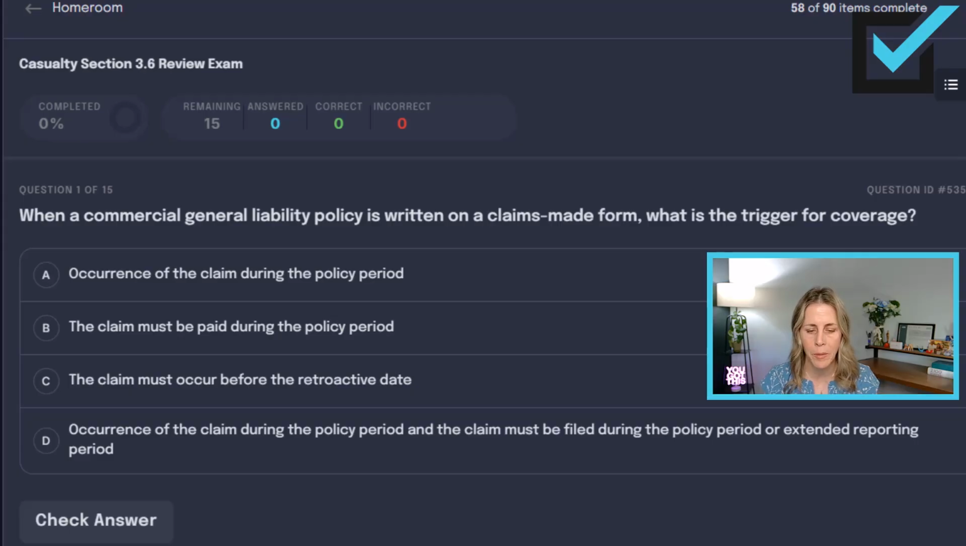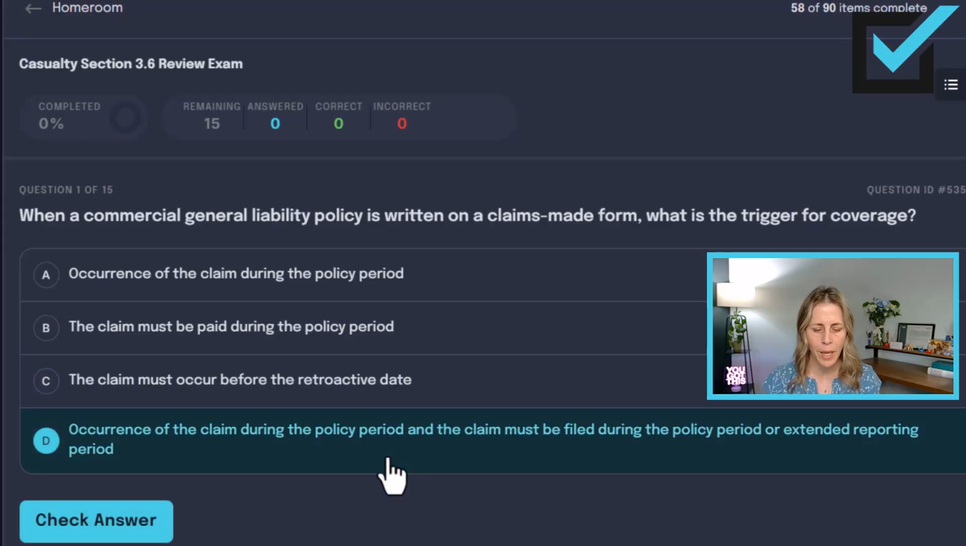reporting period. Commercial general liability policies are generally written on claims-made policy forms to ensure that the insurance company does not have open-ended liability. So the claim must have occurred during the policy period and be turned in during the policy period or during the extended reporting period.